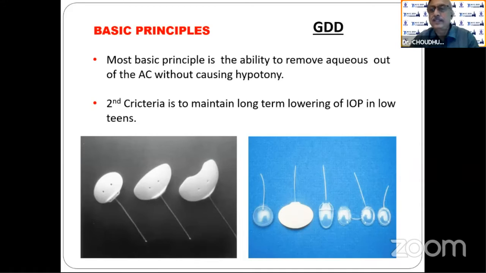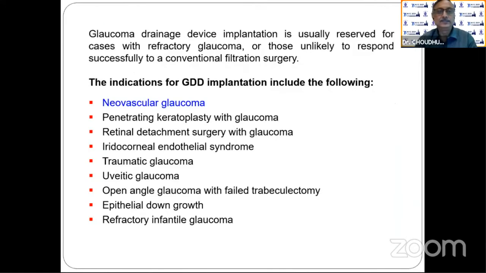The basic principles of the glaucoma drainage devices. The most basic principle is the ability to remove the aqueous out of the anterior chamber without causing hypotony. In all these refractory types of cases, and in all refractory types, neovascular glaucoma is number one. The second criterion is to maintain a long-term lowering of the intraocular pressure in the low teens, because in the low teens, the optic nerve can be retained.